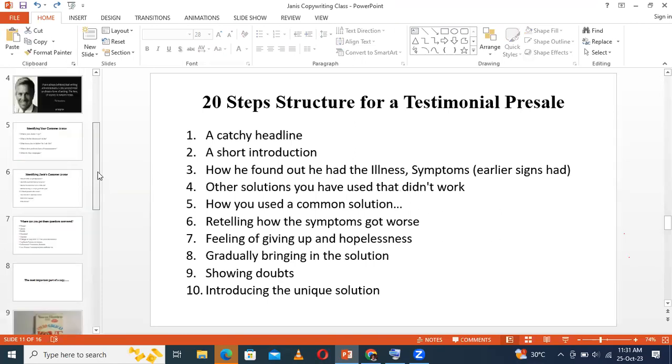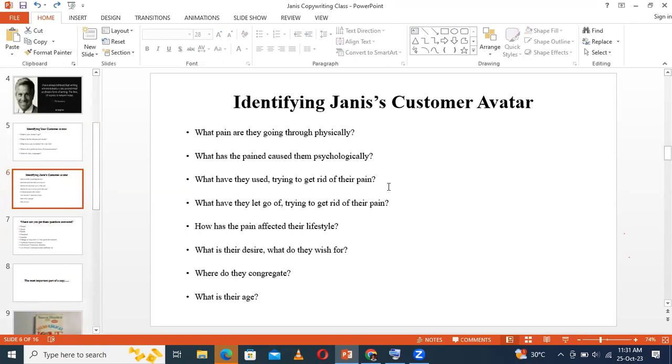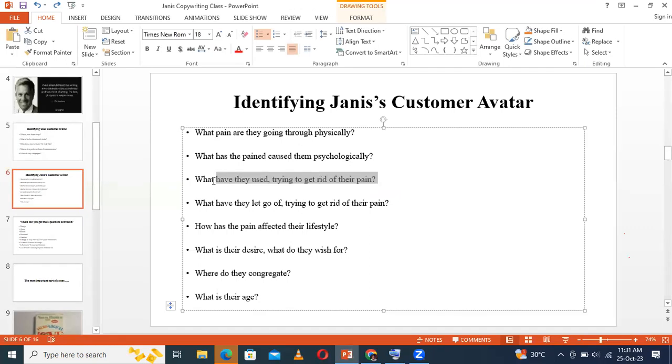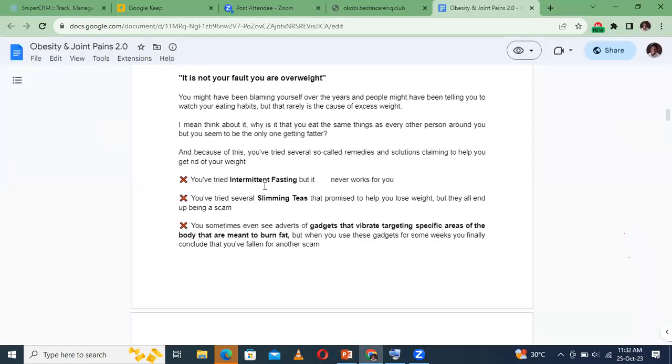You remember this part that I showed you yesterday? Let me highlight this too. What have they used trying to get rid of their pain? What have they let go of trying to get rid of their pain? So in this case, we are writing about obesity in relation to arthritis, and we are talking about the person that is trying to lose weight. What the person has used. So that's why it's good to carry out your research. Intermittent fasting is more of letting go of. It's all those people that by 6, they will not eat again, or they will be eating once per day to cut fat and everything.